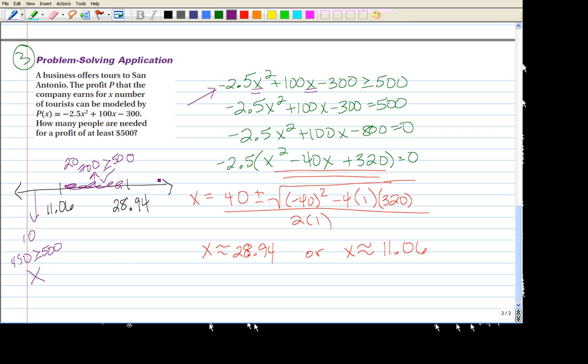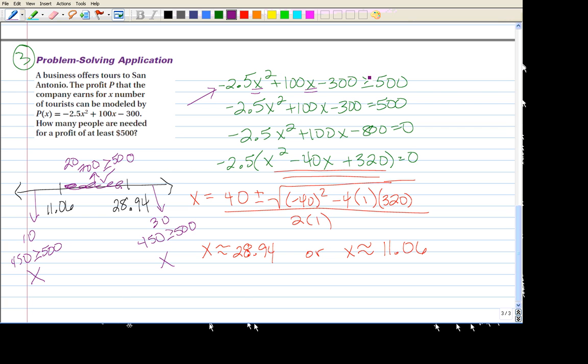And then let's pick one more value. If we pick 30. If we plug 30 back into that left-hand side of our inequality, then we'll get 450. And is 450 greater than or equal to 500? We already discussed that over here. No, that is not greater than or equal to 500, so we're not going to include that.